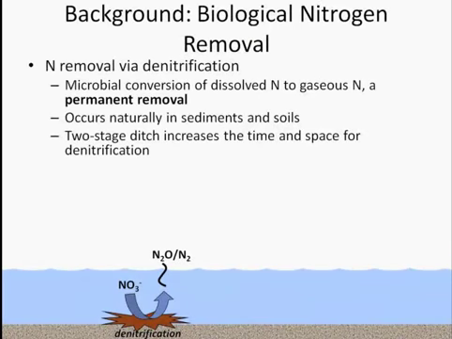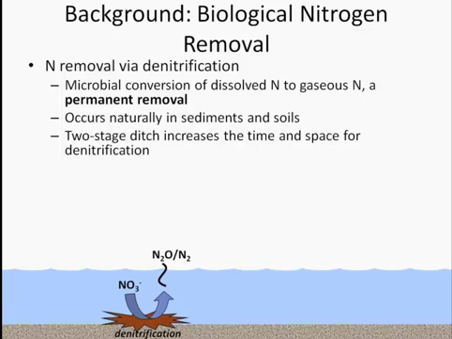Okay, so first I'm going to talk about nitrogen removal, and we're looking at 2 processes. The one I'm going to spend the most time on is denitrification. And denitrification is important because it's the conversion of dissolved nitrates in the water column to gaseous N. So it's a permanent removal. That nitrogen's turned into a gas in the atmosphere, totally out of the system.